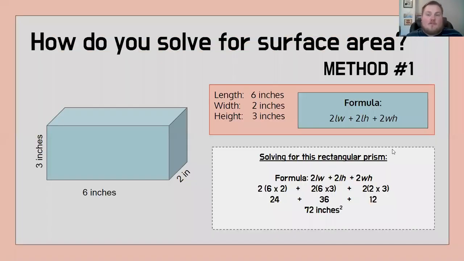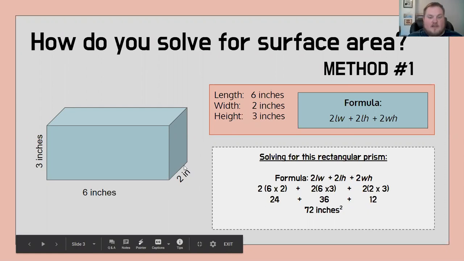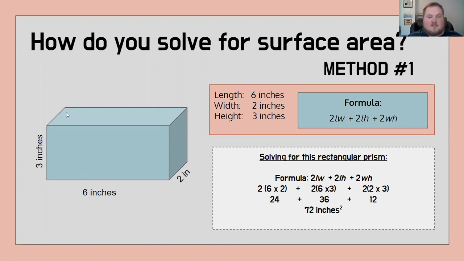So how do you solve for the surface area of a rectangular prism? Well, in this particular diagram, the length is 6 inches, the width is 2 inches, and the height is 3 inches, as shown here. There is a formula that is 2 times the length times the width, plus 2 times the length times the height, plus 2 times the width times the height. If you do that, you'll figure out how many little square units would fill up this surface. What is the area of the surface?